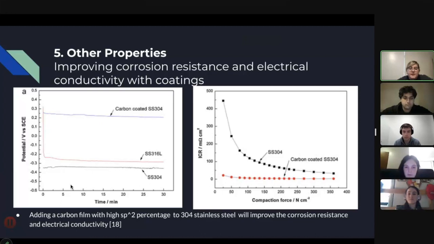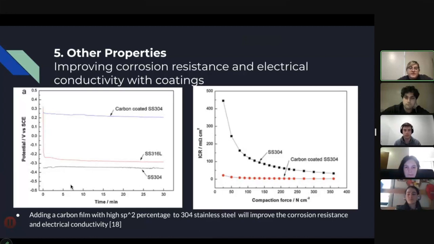The graph on the left displays that since the carbon-coated 304 stainless steel has a more positive potential than plain 304 stainless steel, that means that the coated 304 stainless steel has a higher corrosion resistance. Corrosion resistance is one of the main attractions of using 304 stainless steel, so being able to improve this with coating is valuable to the industry.